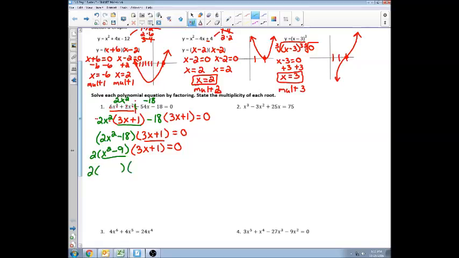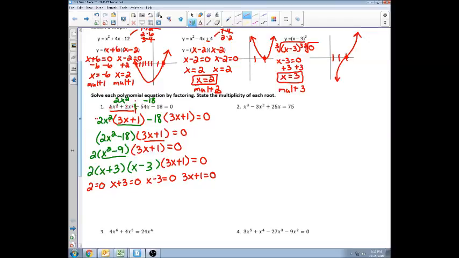Remember, I'm going to make 2 sets of parentheses in that case. X would go in the first blank, positive, negative. The square root of 9 is 3. I have not changed my second set of parentheses from above. So now, looking at each set of parentheses, there's nothing more I can do to factor. So what I'm going to do is set everything equal to 0. So 2 would equal 0. X plus 3 would equal 0. X minus 3 would equal 0. And 3x plus 1 would equal 0.